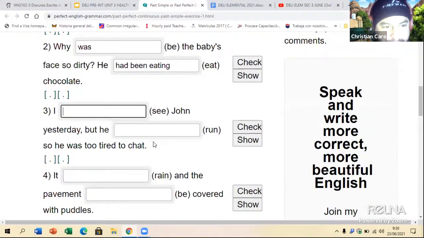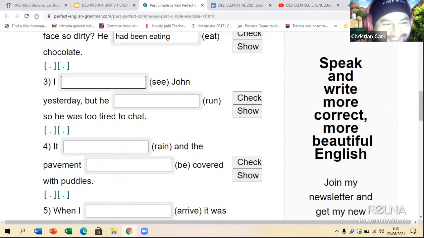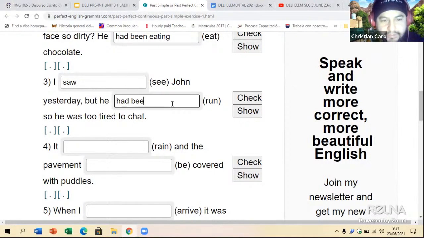All right, number 3. Weed. Yeah, number 3 dice: John yesterday, but he ran, so he was too tired to chat. Es como decir que, oye, vi al Juan ayer y como que había estado corriendo, así que está muy cansado para hablar. What do you think? What do you say? Daniela saw. All right. I saw John yesterday, but Fran, had been running. There you go. He had been running. So he was too tired to chat. Good job, ladies.